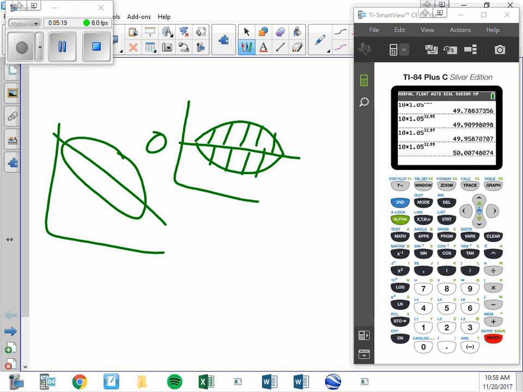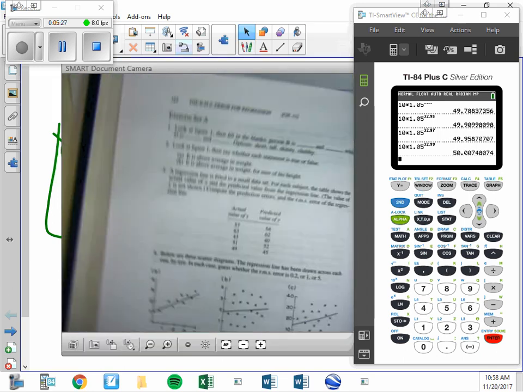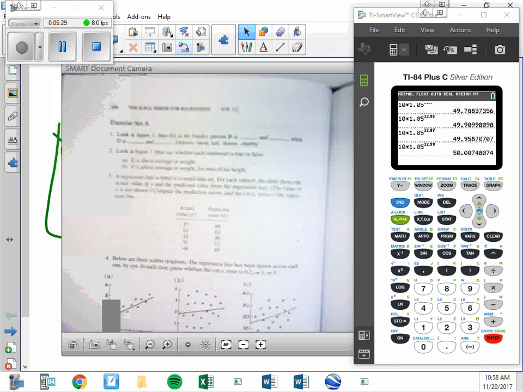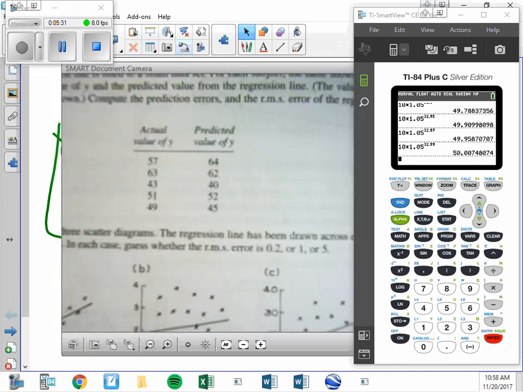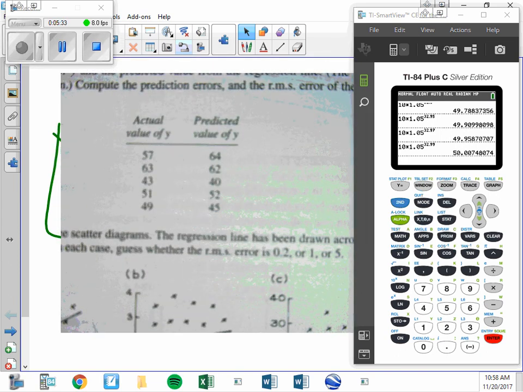Okay, so the actual values of y, I'm just going to take a picture of this. Oh, that's nice and fuzzy. So we would expect whatever x. I'm not having a good day.